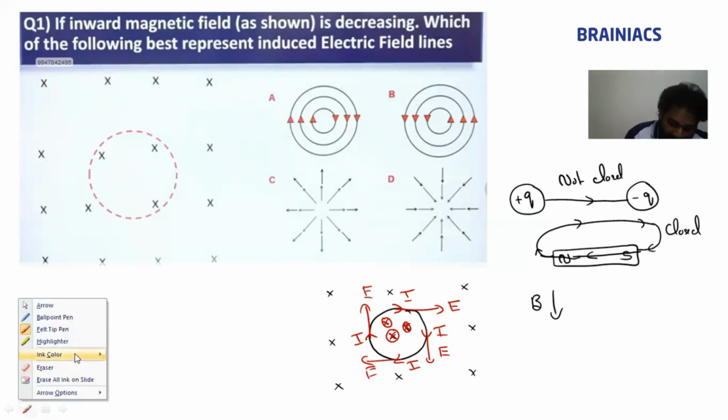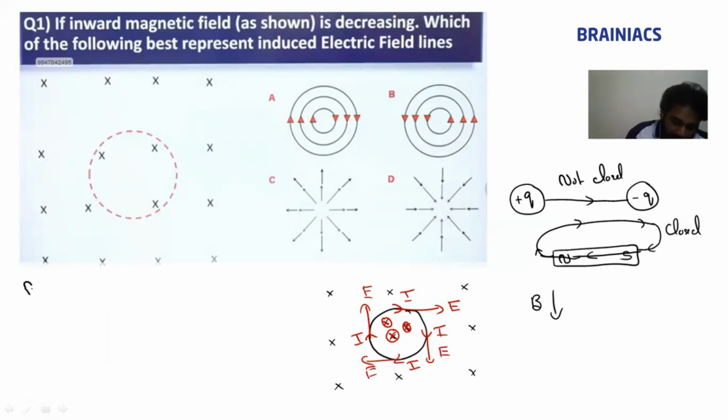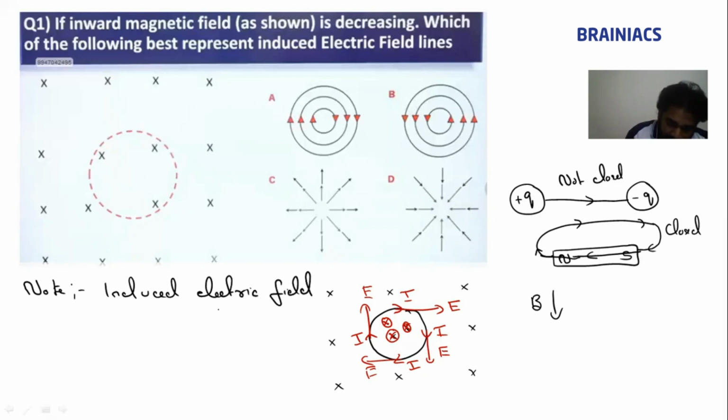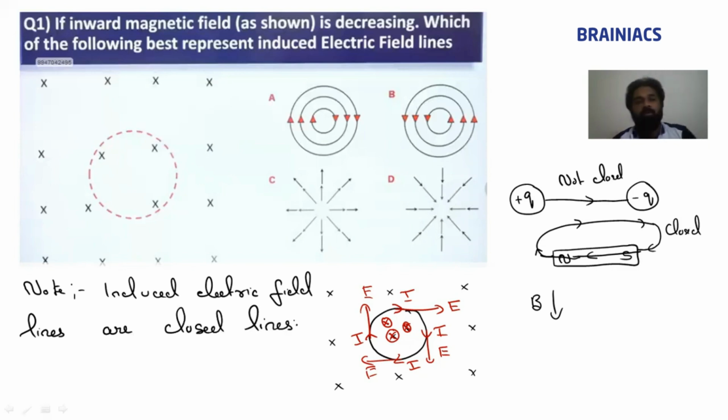So here you can take a note that induced electric field lines are closed ones, are closed lines. Clear or what? So option A is the answer here.